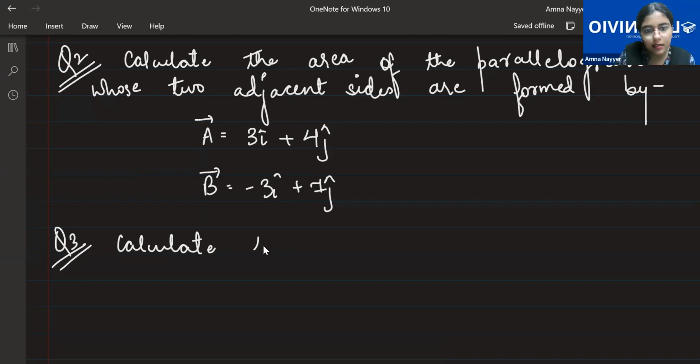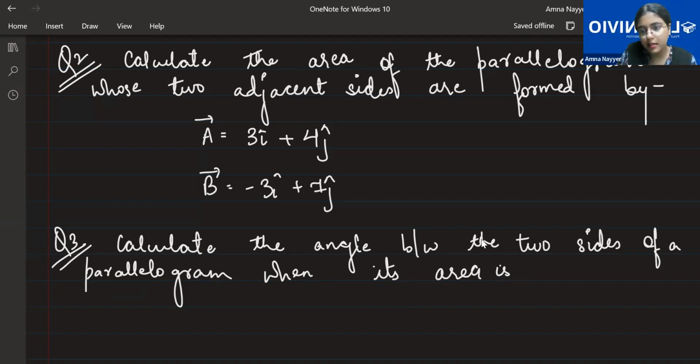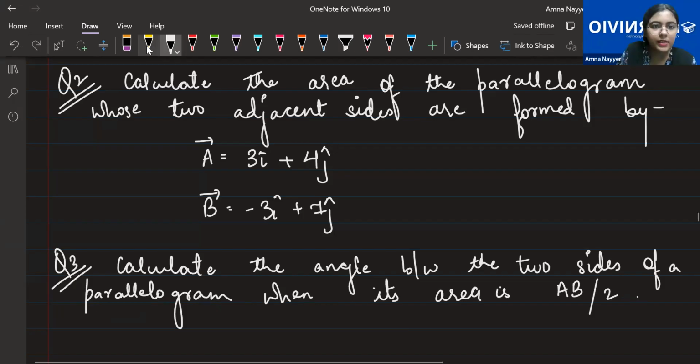Calculate the angle between the two sides of a parallelogram when its area is AB by 2. See how to solve this question.